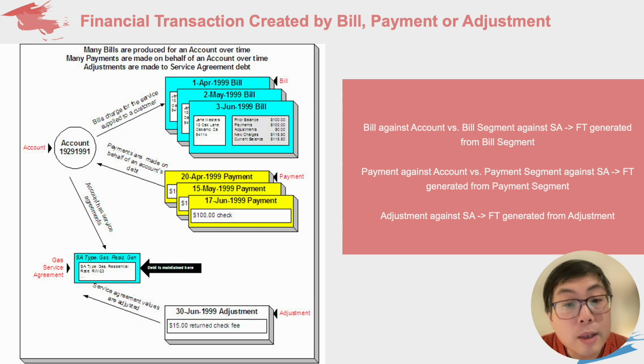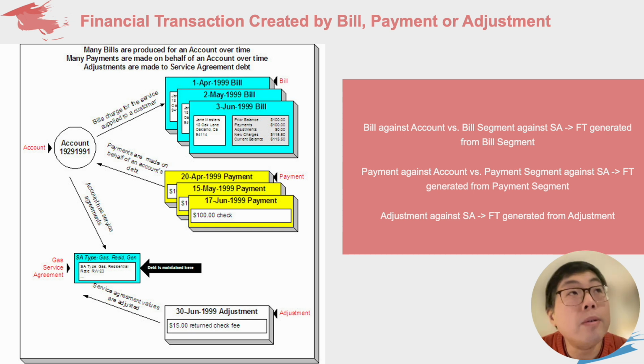Now, the last one is adjustment. The adjustment itself is against the SA, and we know when the billing starts, all the past adjustments will be swept onto the current bill, which means the bill is not just bill segments, but also adjustments. So financial transactions are also generated from the adjustment side.